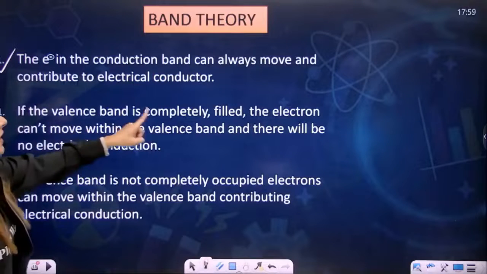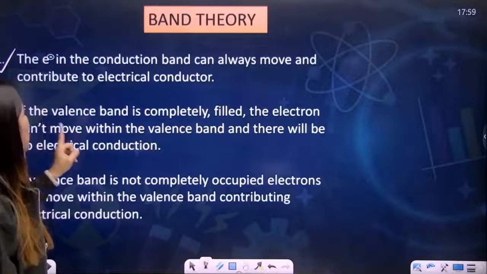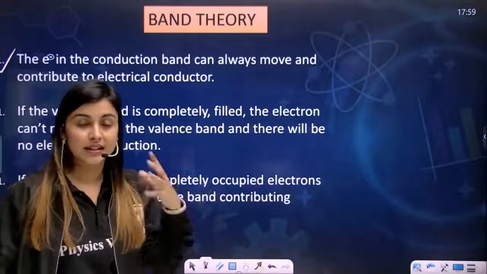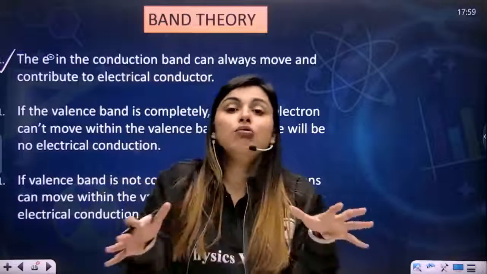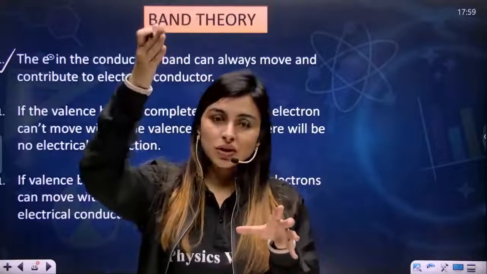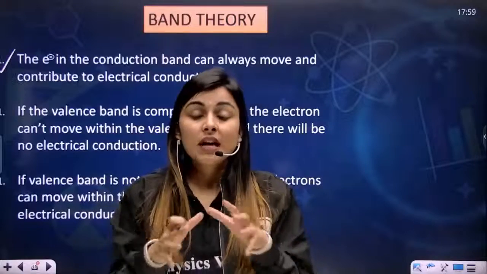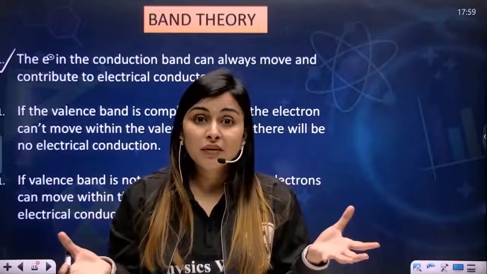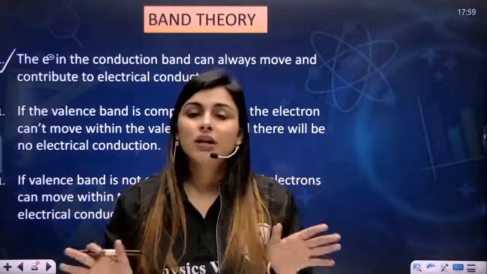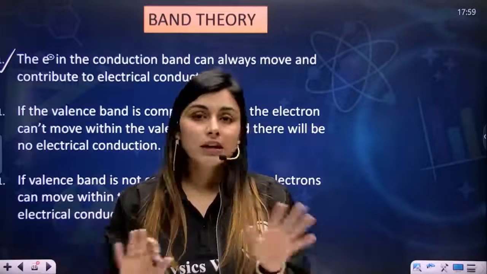If the valence band is completely filled, the electrons can't move within the valence band and there will be no electrical conductance. If your electrons are only present in the valence band and they don't have a tendency to go to the conduction band, then, my dear students, because the valence band is completely filled with electrons, electrons do not have space to move around. They will not conduct electricity.